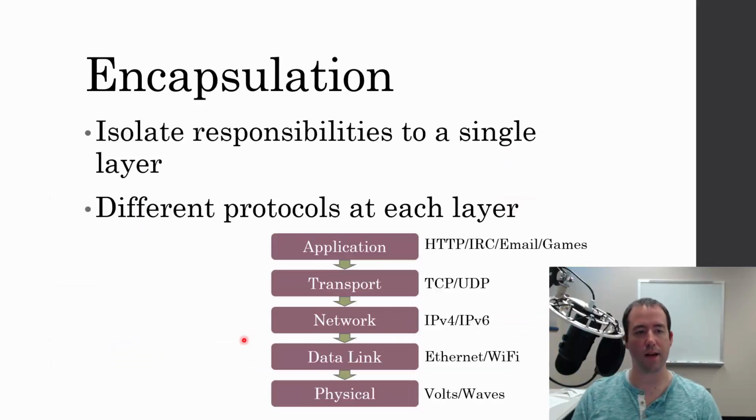So encapsulation. Encapsulation is one of the beautiful things about a networking model like the TCP/IP model. And what it really means is that you're isolating responsibilities to a single layer, and you're allowing for different protocols at each layer. So we talked about a bunch of protocols that can happen at the application layer: HTTP, IRC, email, games, all sorts of different protocols that make up the application layer. And we talked about two different protocols that take place at the transport layer, TCP and UDP. And both of those are independent of each other.